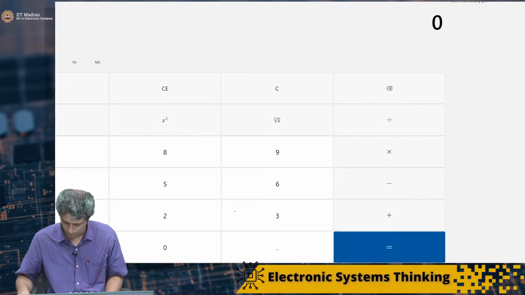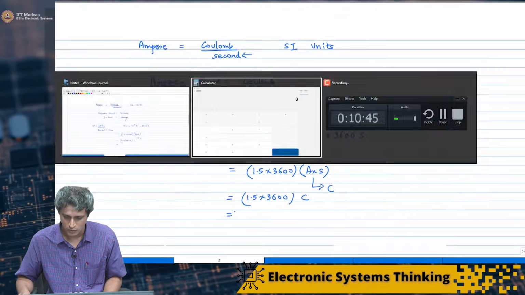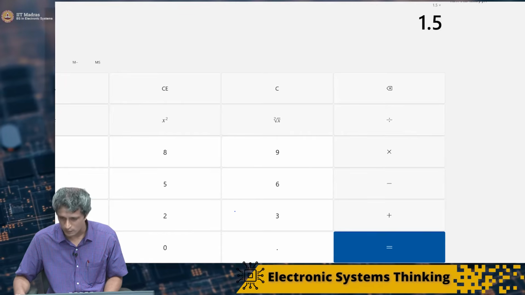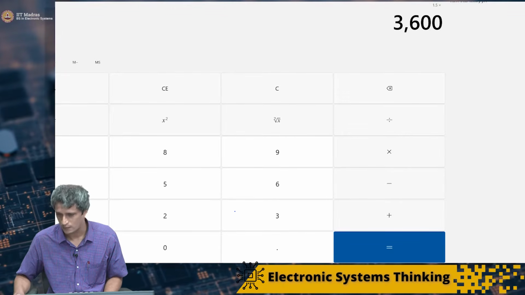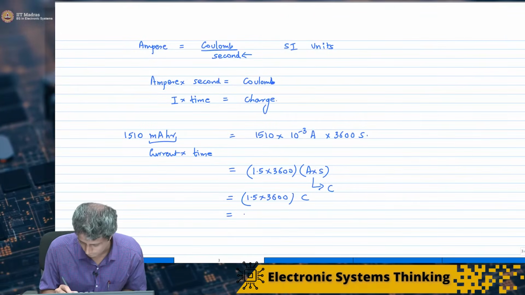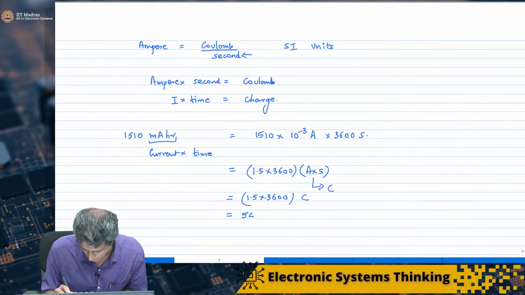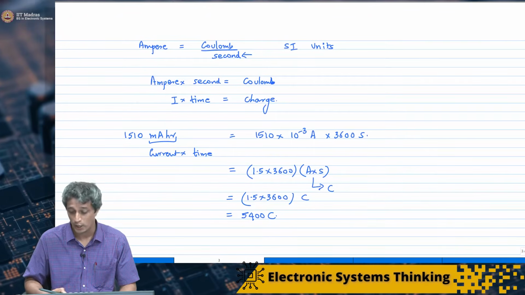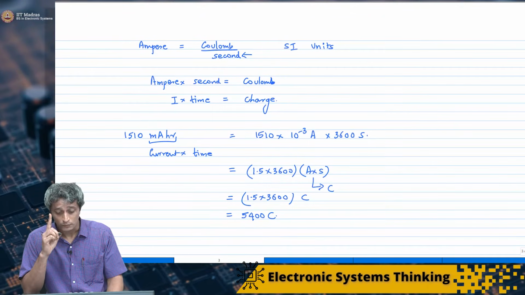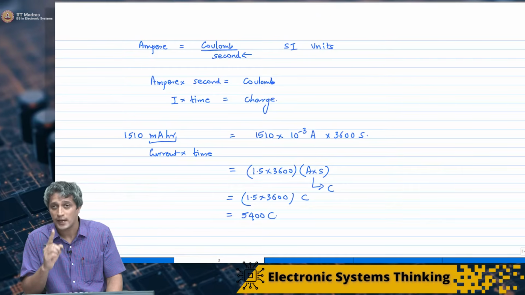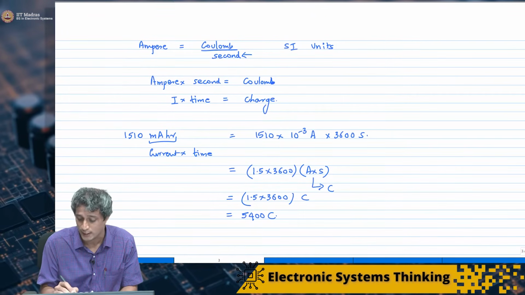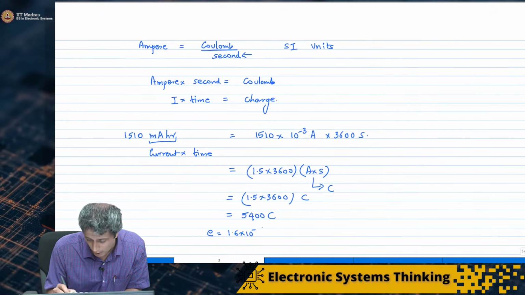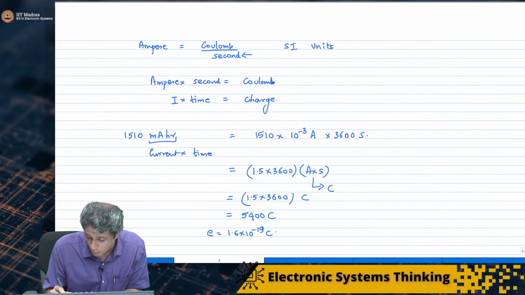Okay, so 1.5 into 3600, it is 5400 coulombs of charge. Okay, remember the charge of an electron, e, is 1.6 into 10 power minus 19 coulombs.